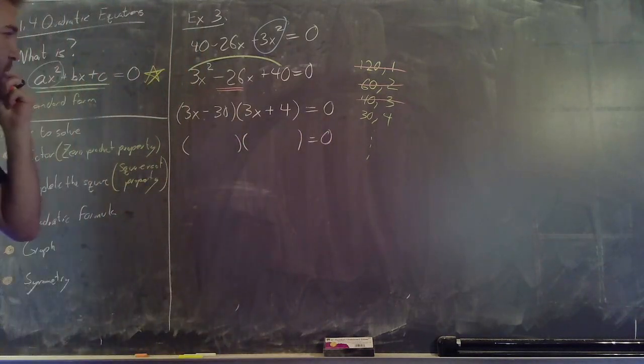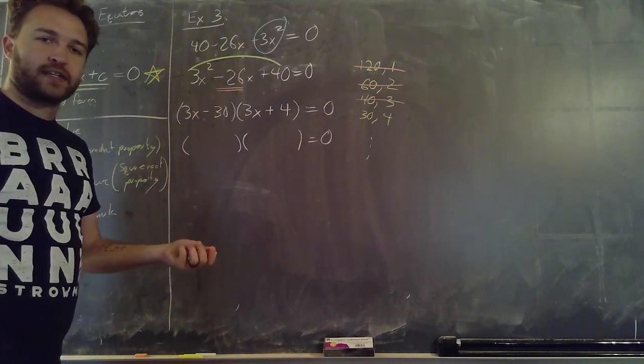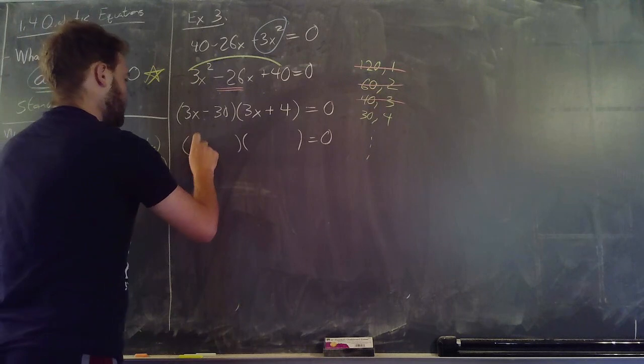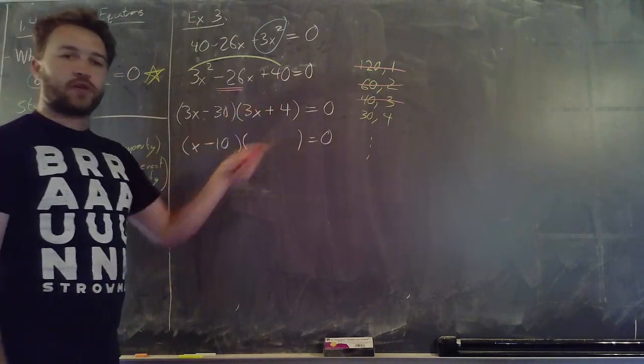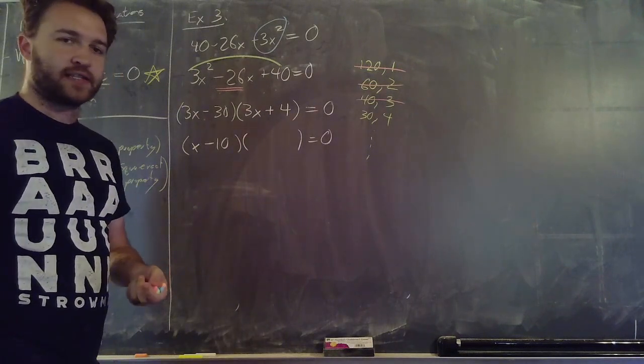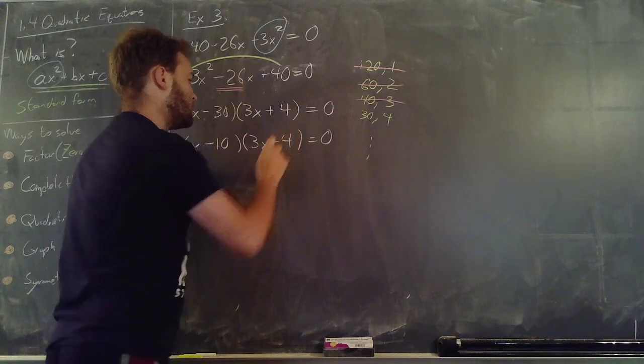And I'm going to say, what is the greatest common factor in the terms? So 3x minus 30, they have a greatest common factor of 3. So I'm going to divide both terms by 3, leaving me with x minus 10. 3x and 4, those are co-prime numbers. That means they don't have a greatest common factor greater than 1. So I just leave that term alone.